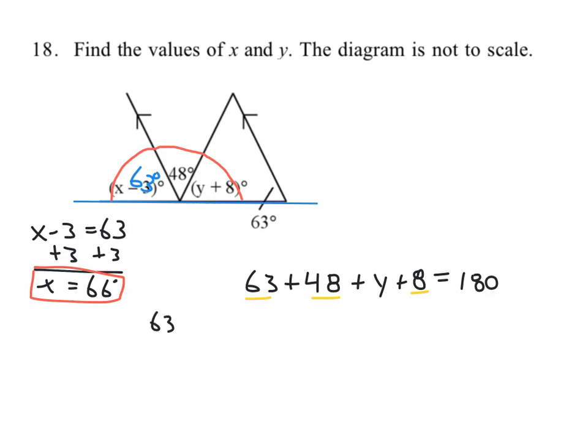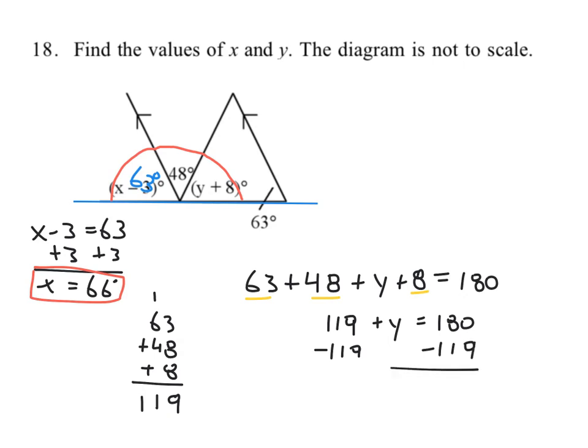Let's see what we get. We get 63 plus 48 plus 8. We get 19, carry the 1, 119. Okay, so we've got then 119 plus y equals 180. And when we subtract 119 from both sides, we get y is equal to 61 degrees.